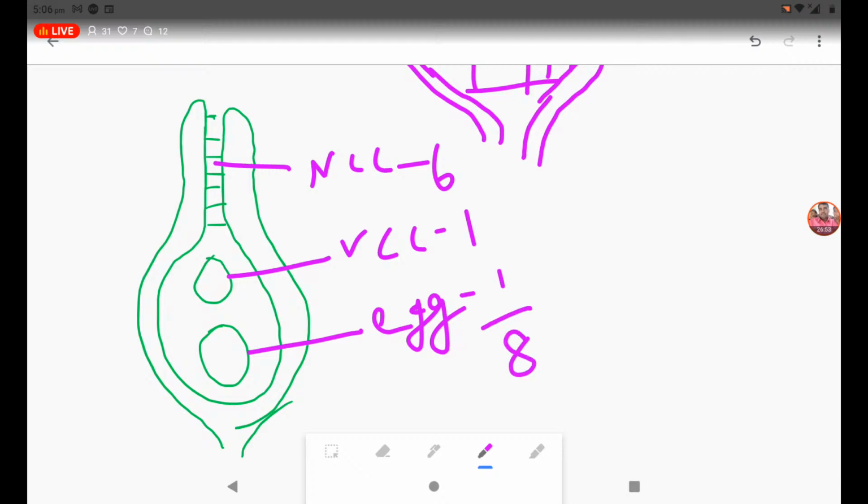If you take Pteridophyta, the archegonium is also present, which consists of only 6 cells. VCC will be the same and the egg cell also will be the same, but NCC will be reduced to 4 cells. That difference you also have to remember. Once again, the archegonium is a flask-like structure which consists of totally 8 cells. Among that, one egg cell and one ventral canal cell.